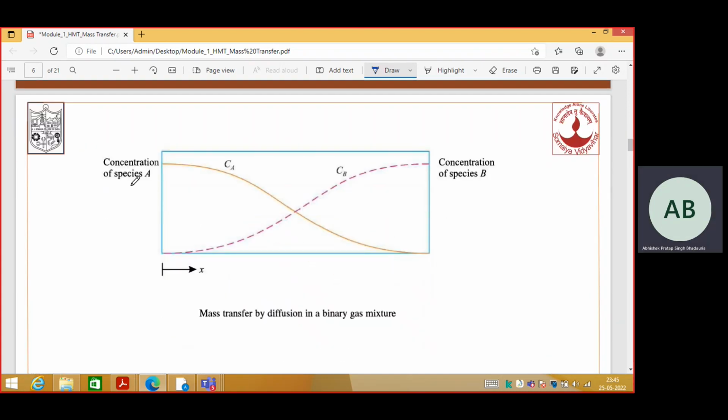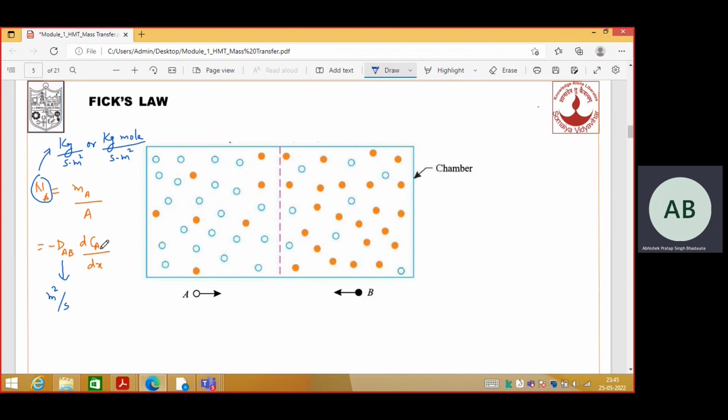We can observe the concentration of species A and the concentration of species B. This shows the mass transfer by diffusion in a binary gas mixture. Here, C_A represents the concentration, or the molecules per unit volume, of species A, and the unit will be kg per meter cube.